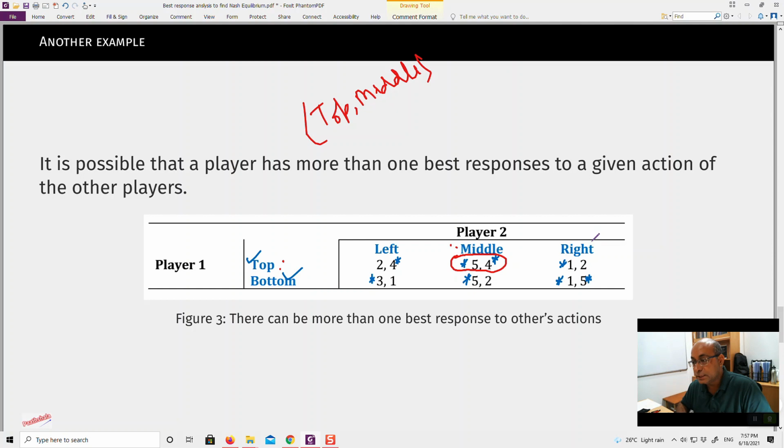What is the other cell where we have mutual best responses? It is this one. So we realize that bottom is a best response against right by player 2, while right is a best response against bottom by player 1. So the other one is bottom, right.